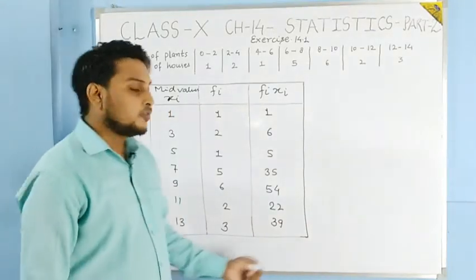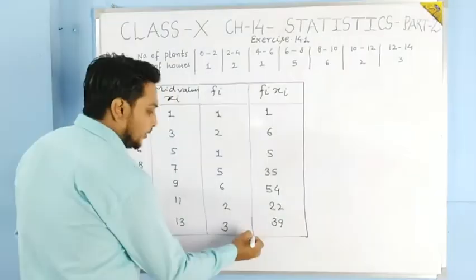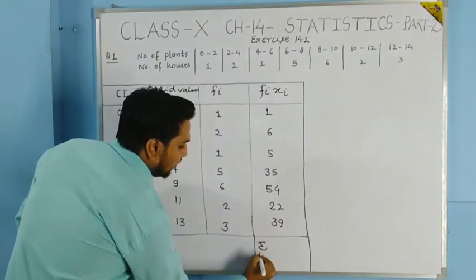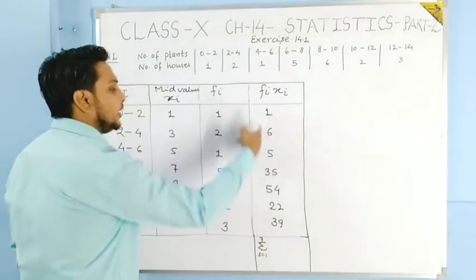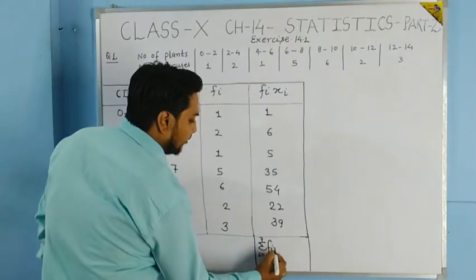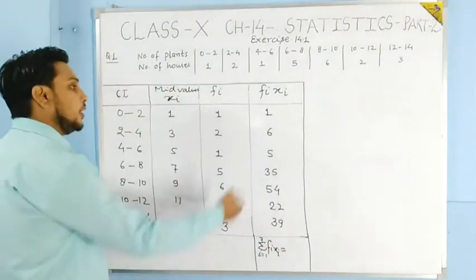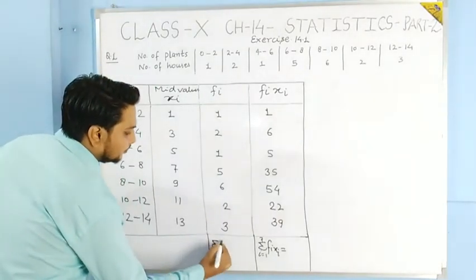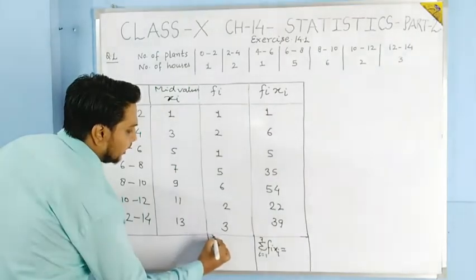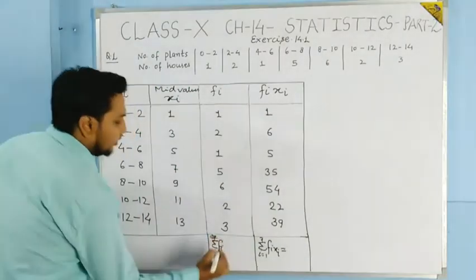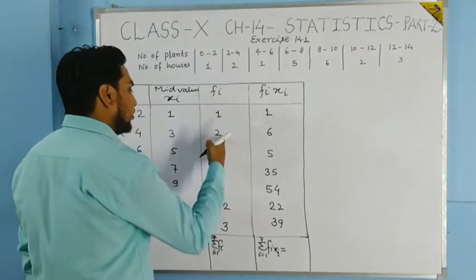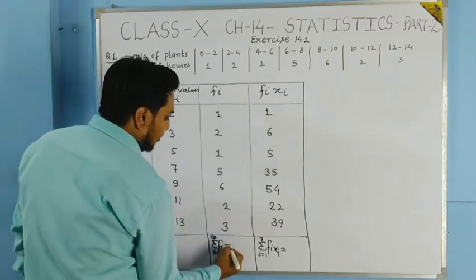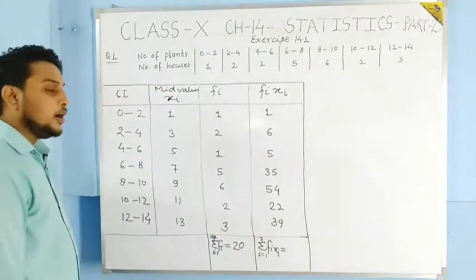After that students, what we used to do, we find the sum of fi xi, means sigma i equal to 1 to 7, because 7 data are there. And the sum of fi, i equal to 1 to 7. So 1 2 3, 3 1 4, 4 5 9, 9 6 15, 15 2 17, 17 3 20. As it was given in the questions also, that 20 houses are there.